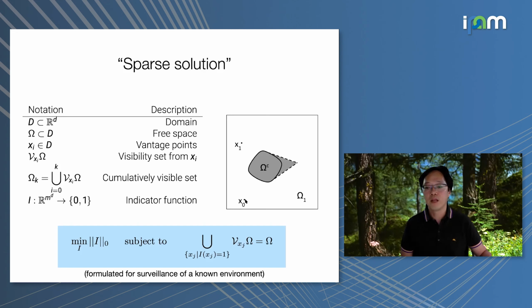You can possibly place the sensors anywhere outside, as in omega. And we will talk about exploration problems very soon. So again, we're trying to minimize the L0 norm, so try to find the minimum number of sensing locations in order to observe the environment, with a constraint that collectively they have to observe the entire free space.